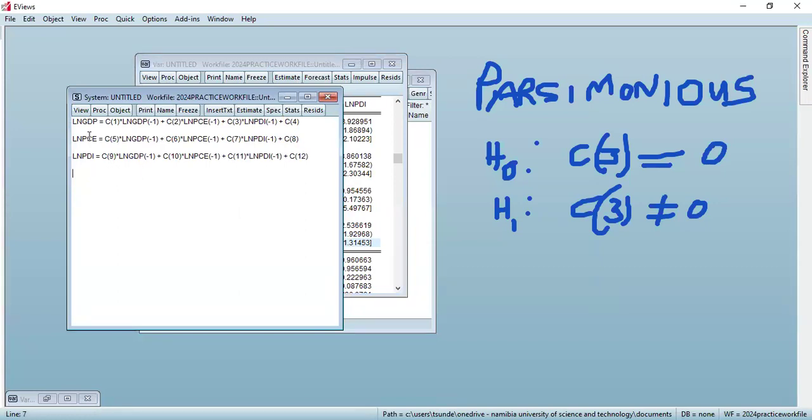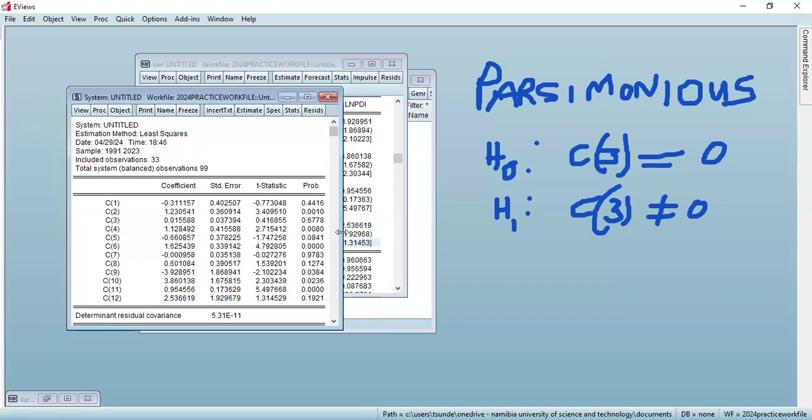Then if we estimate this, we will be able to see the probabilities. So let's estimate this now to see the probabilities. These are our probabilities. And I'm sure if we remove those that are not significant, which is this one and this one, we will have a model similar to the one that we estimated earlier, right? Let's see what I'm saying. So we need to test whether C3 and C7 are redundant.